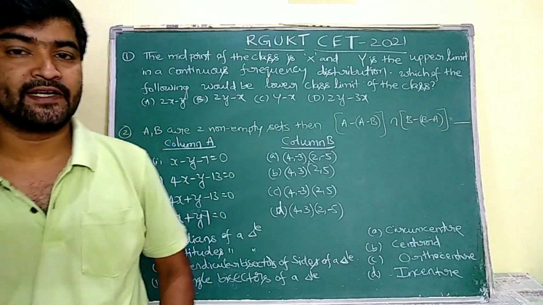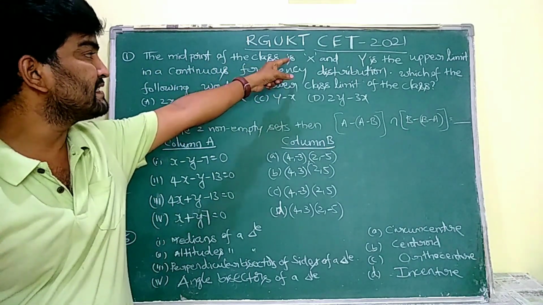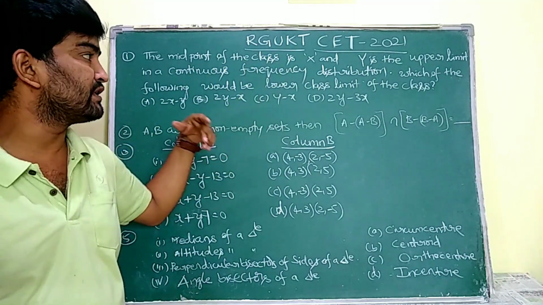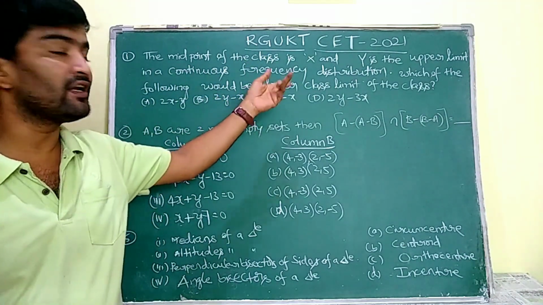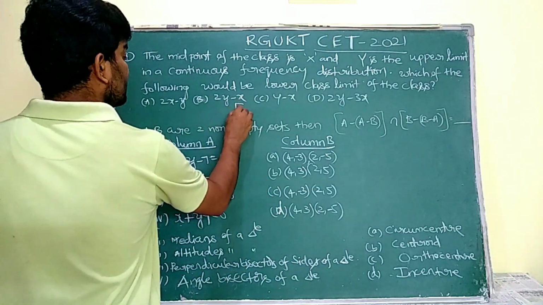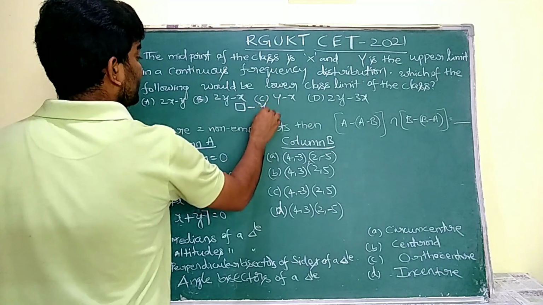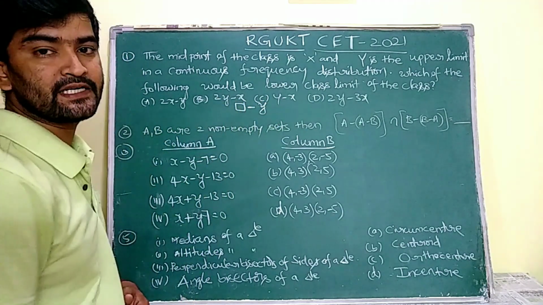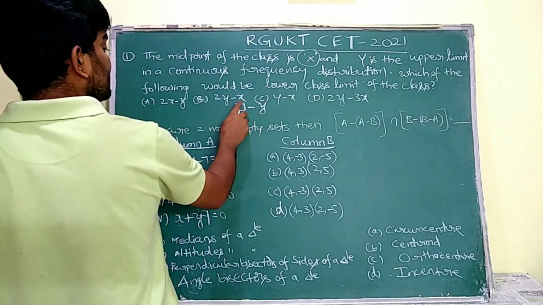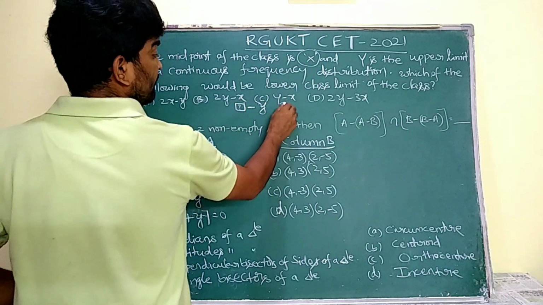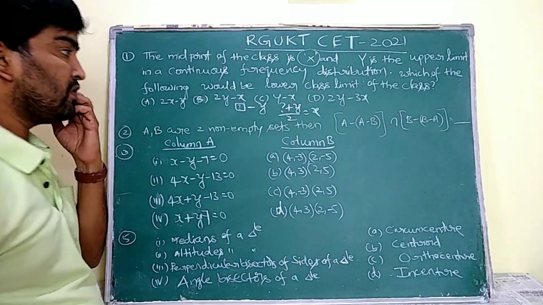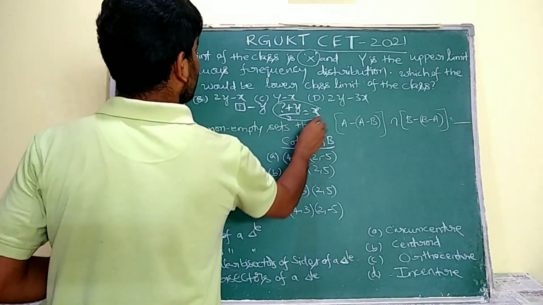Okay, now here the first bit: the midpoint of the class is x and y is the upper limit of that continuous frequency distribution. Which of the following would be the lower class limit of the class, it is asking. See, we know that he gave the upper limit of the class. That means I don't know the lower limit. And he gave the midpoint of the class as x. Its midpoint means this one, let us suppose it is question mark. We know that this question mark plus y by 2 is equal to x. Now I have to calculate the question mark value.